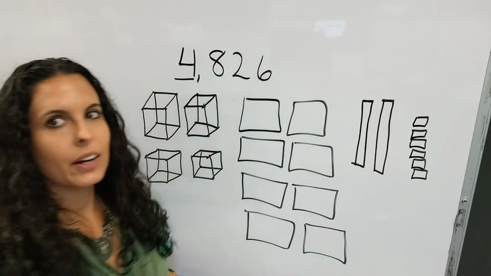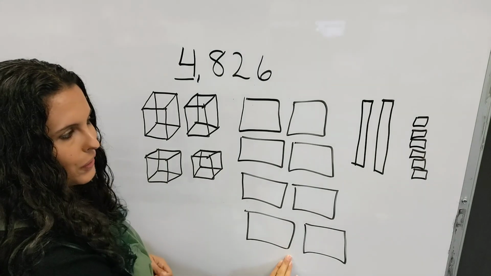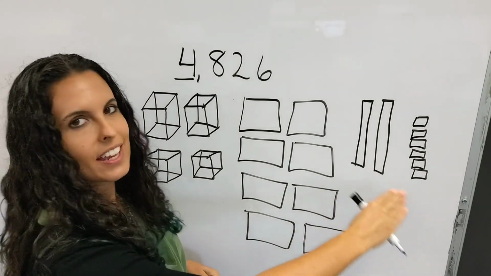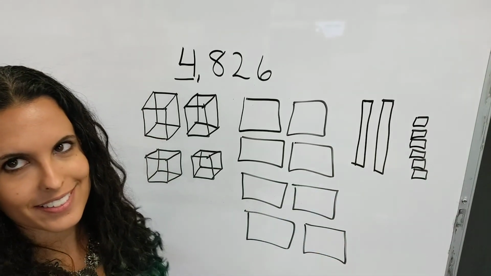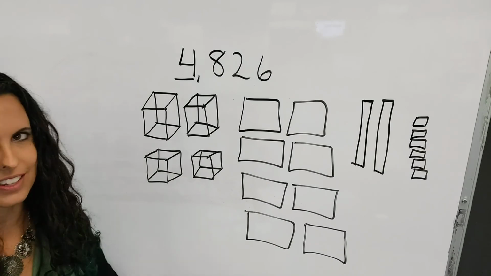Now when we read this number, we have 4,000, 8 hundreds, 2 tens, and 6 ones. And that gives us 4,826.